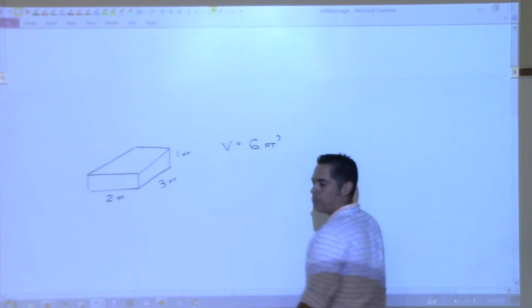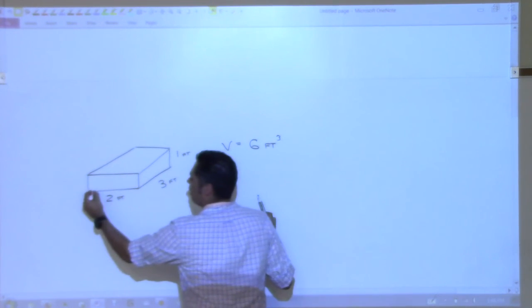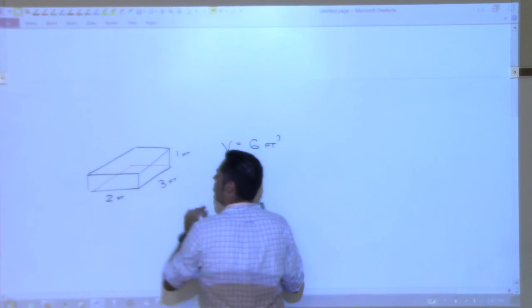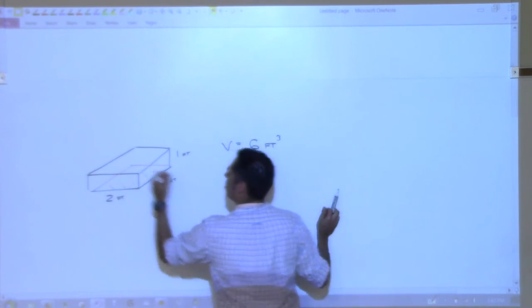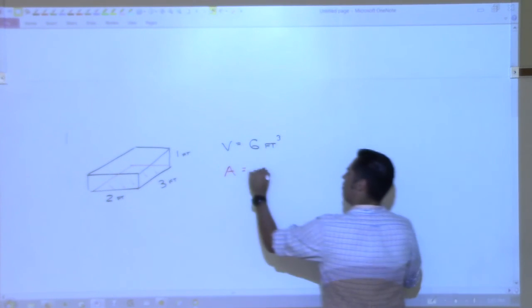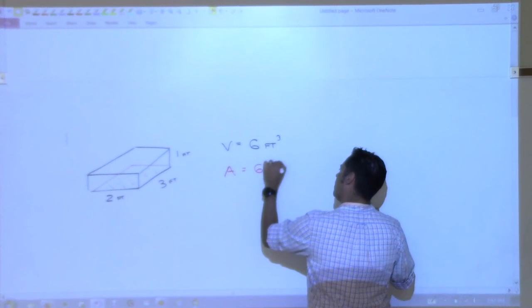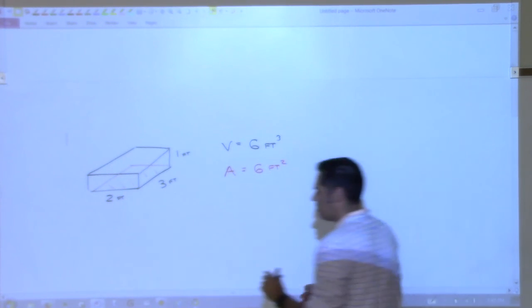Agree? Now, what is the area of the base of that? So what is the area of this? It's 6, but it's 6 square feet, right? So it's 6 square feet. Y'all okay with that? All right, now I want you to look at something else.